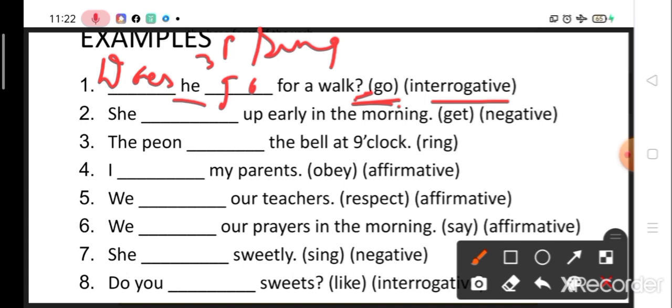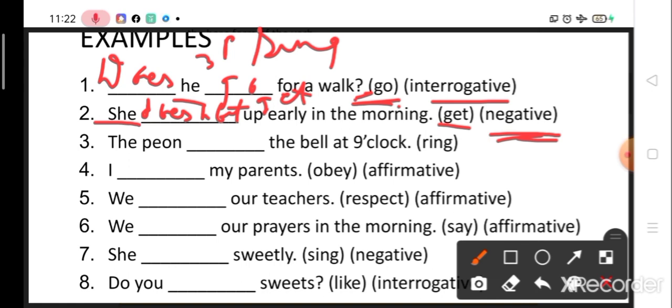Now next sentence is she dash up early in the morning. We are supposed to fill in with a proper form of get, the verb get, and it is a negative sentence. Now again the rule for negative and interrogative sentences is the same. We are going to use does or do at the beginning. Again she is third person singular, and so we are going to use does. So she does. Now this is a negative sentence, so we will add negation to it. She does not get, we are going to use as it is, as per the rule. So the sentence becomes she does not get up early in the morning.